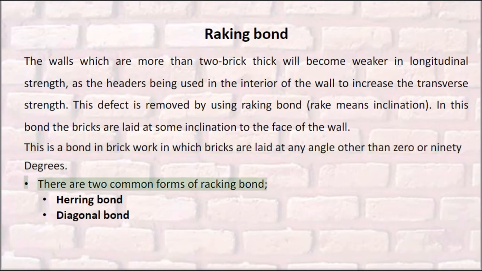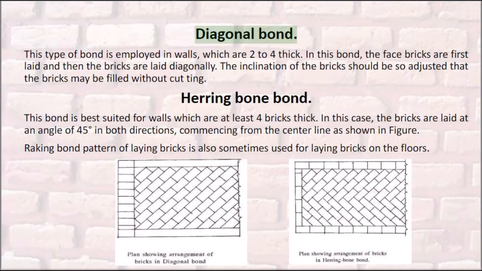There are 2 common forms of raking bond: herringbone bond and diagonal bond. Diagonal bond. This type of bond is employed in walls which are 2 to 4 bricks thick. In this bond, the face bricks are first laid and then the bricks are laid diagonally. The inclination of the bricks should be so adjusted that the bricks may be filled without cutting.